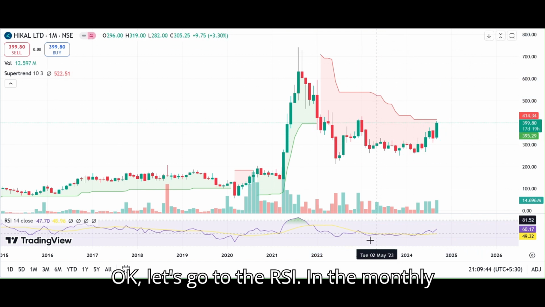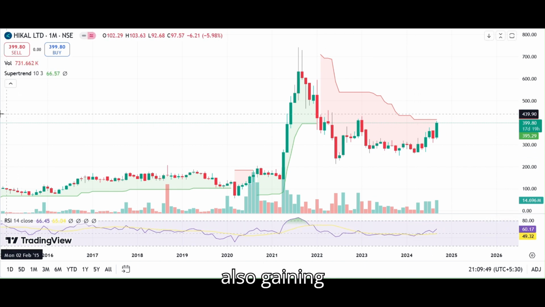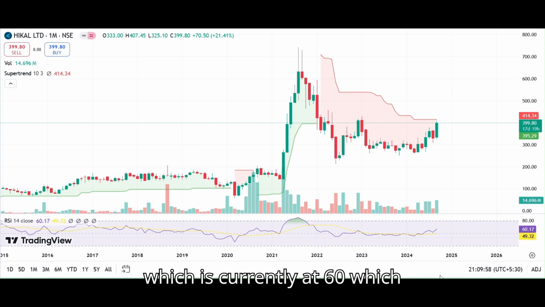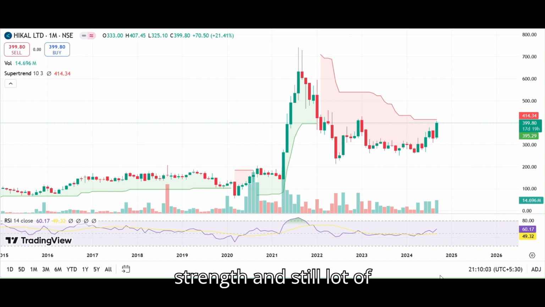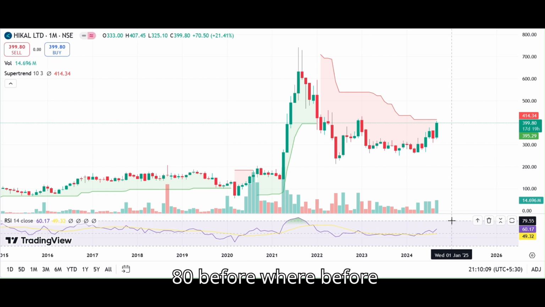Okay, let's go to the RSI in the monthly time frame. You can see the RSI is also gaining strength, which is currently at 60, which says that the price is having good strength and still a lot of room for it to actually reach 80 before what we would consider it as overbought.